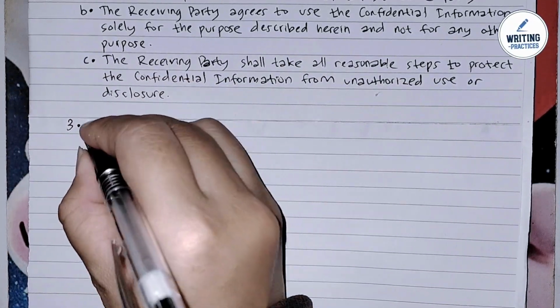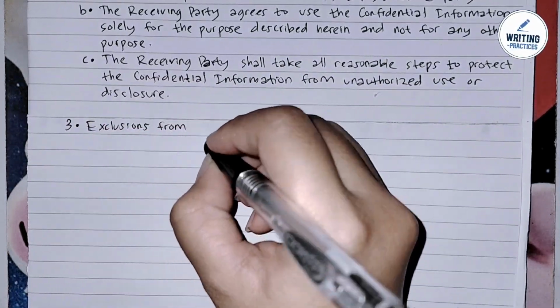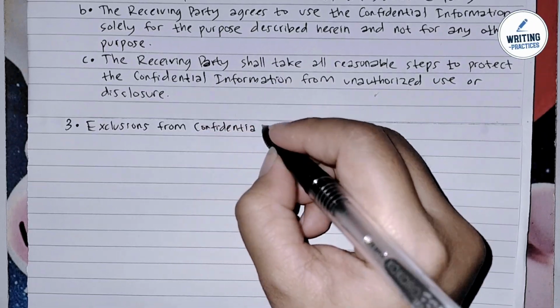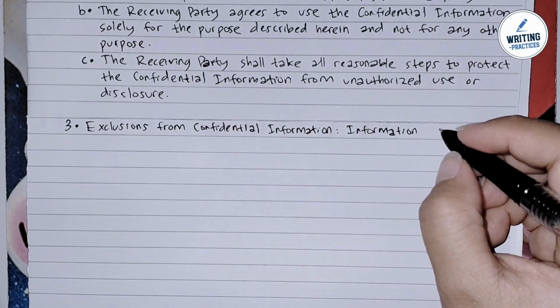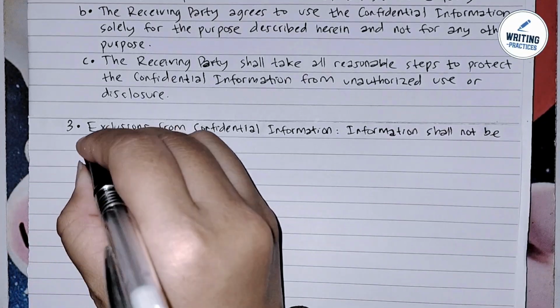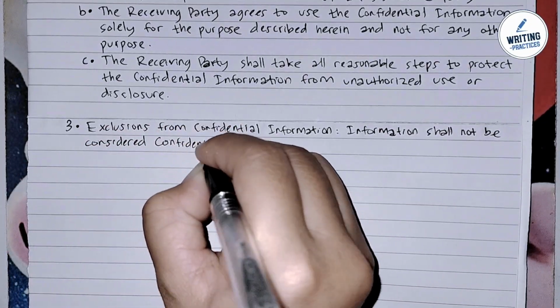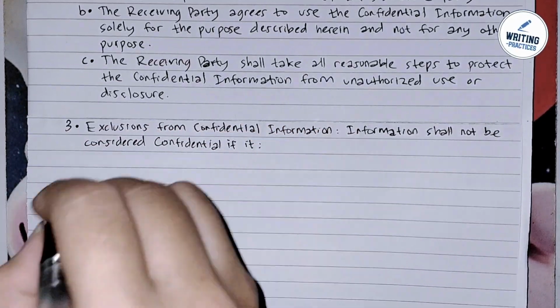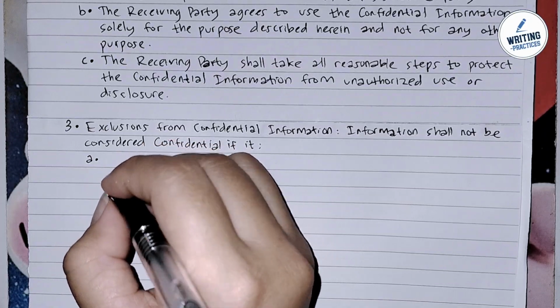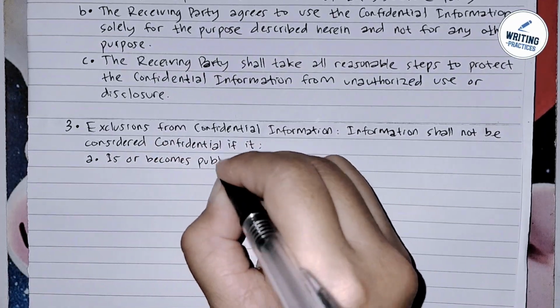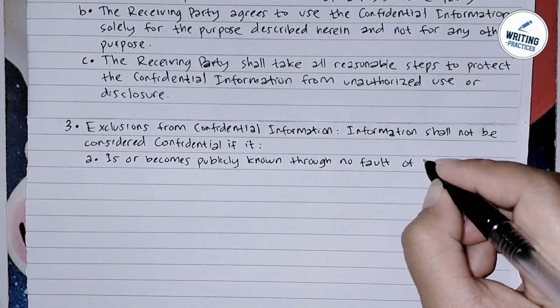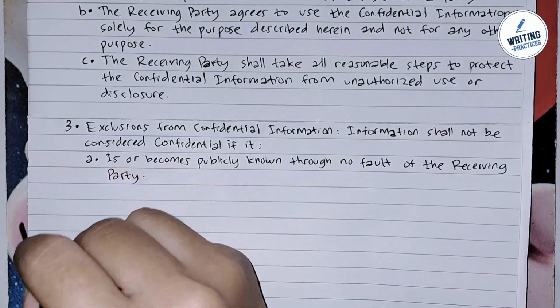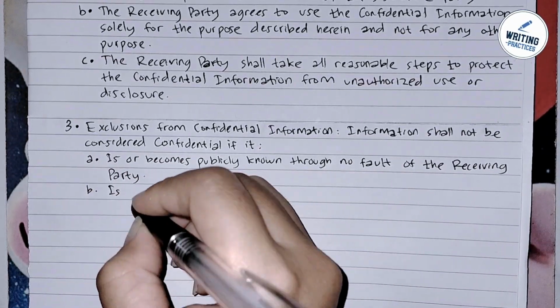In the third point, it will be about exclusions from confidential information. In this case, you need to list the exceptions to what is considered confidential information. Yes, this ensures that the receiving party is not held responsible for keeping certain types of information confidential, such as information already public or independently developed. The third point here has 4 subpoints. And this is how you write them.